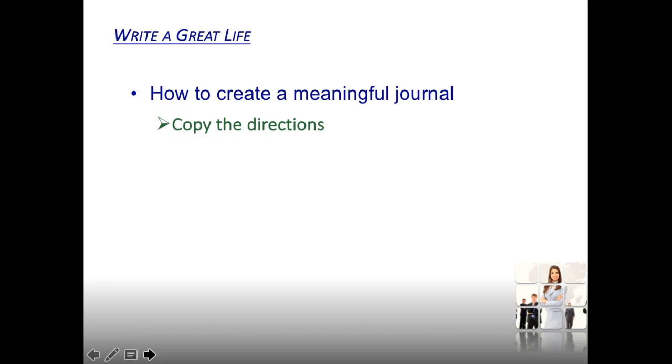When we talk about the directions, I'm only referring to the text in bold print. I do not expect you to rewrite each portion of the journal's directions, but I do need to know what you're responding to as you reflect. Also, this step is helpful if you decide to look back later to review where you were compared to where you are now. So the first step in creating a meaningful journal is to copy the directions in bold text.